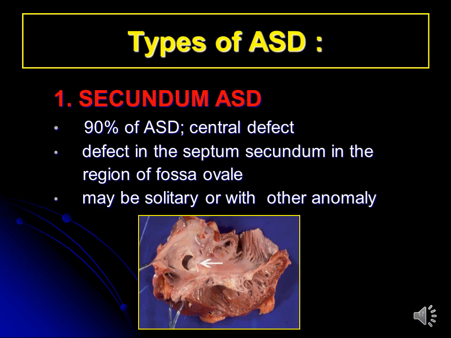The gross picture that is seen is an example of a large hole or opening in the septum secundum, seen from the right side of the opened right atrium. As a consequence of the increased blood flow and volume overload, the right atrium is enlarged and dilated.